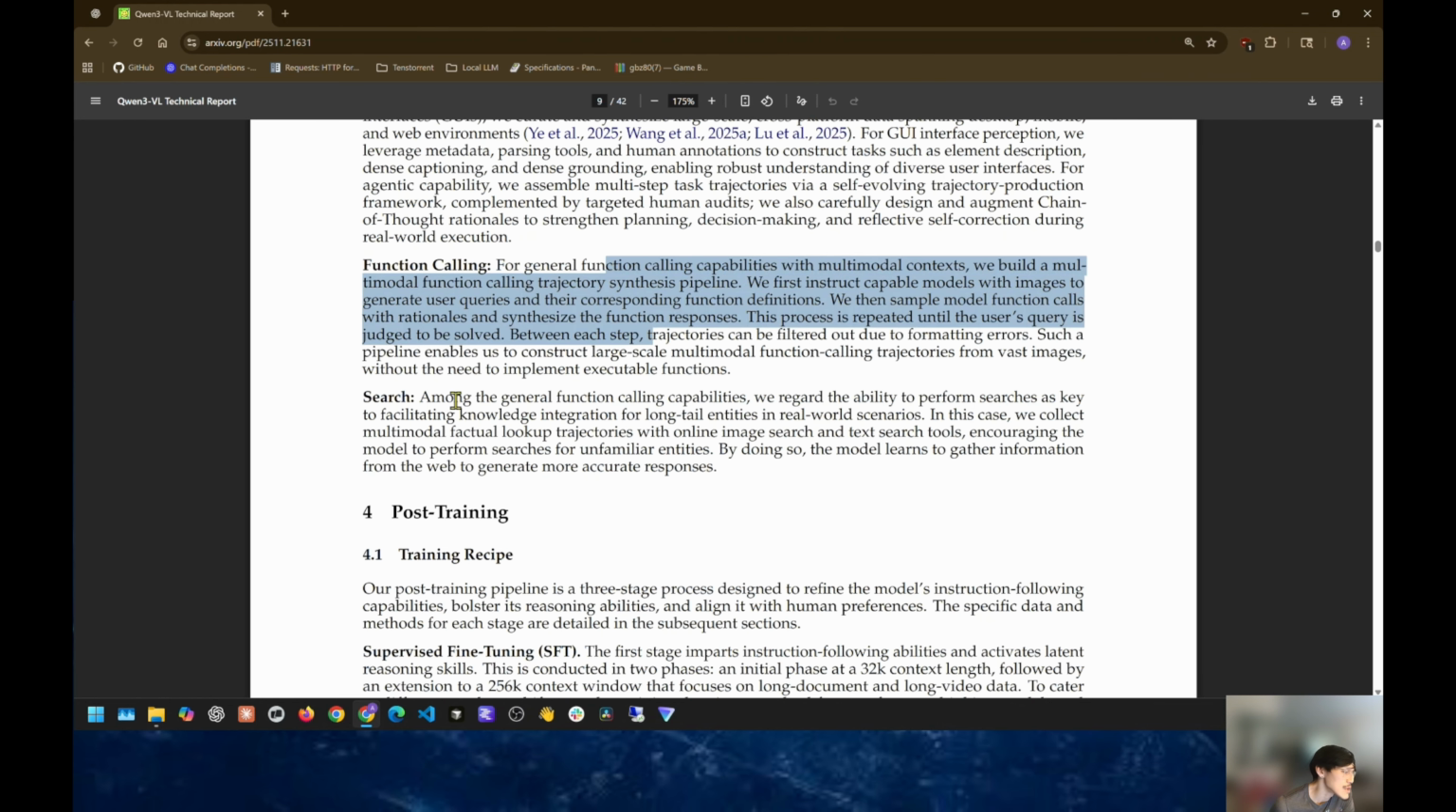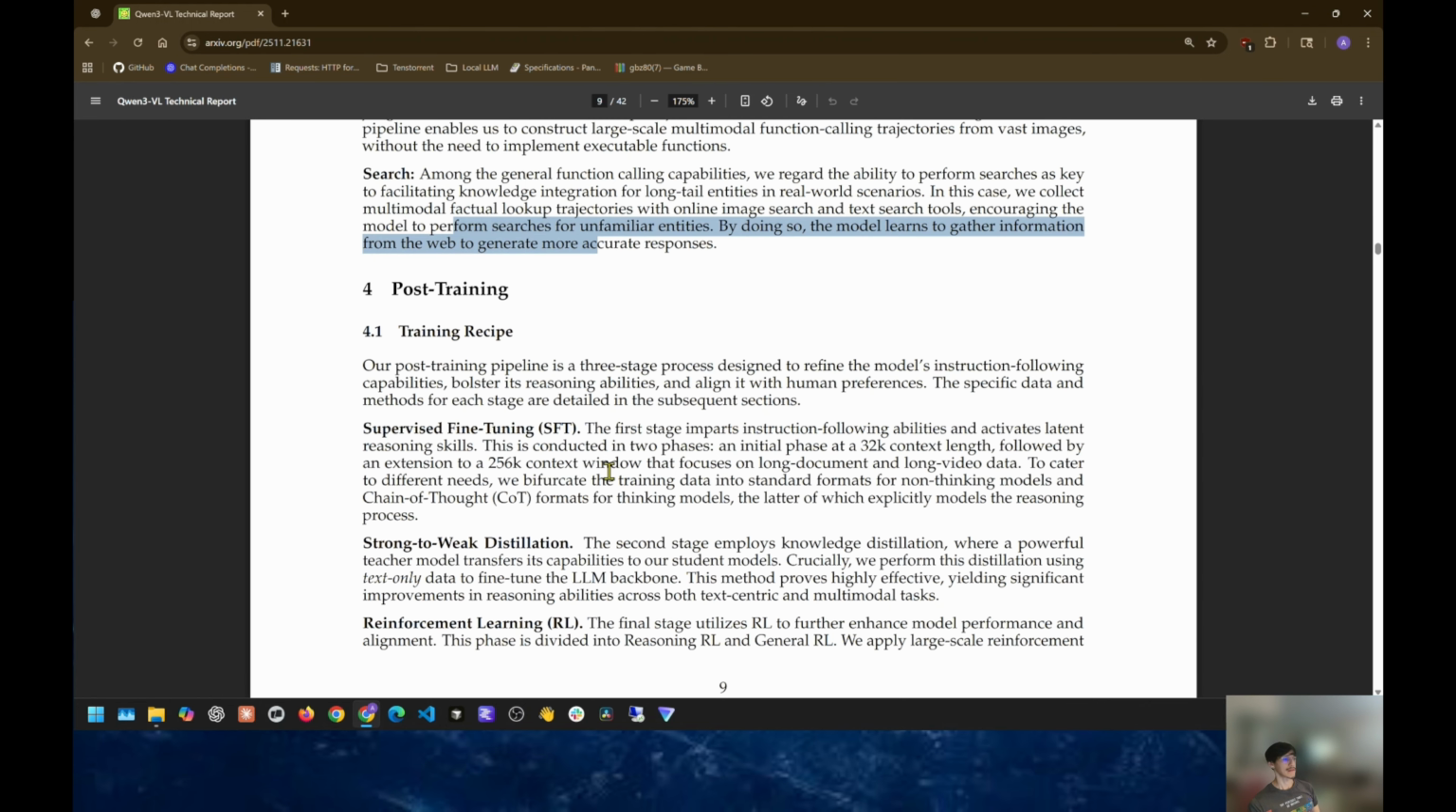Search. Among the general function calling capabilities, we regard the ability to perform searches as a key to facilitating knowledge integration for long-tail entities in real-world scenarios. In this case, we collect multimodal factual lookup trajectories with online image search and text tools, encouraging the model to perform searches for unfamiliar entities. By doing so, the model learns to gather information from the web to generate more accurate responses. Oh, didn't know that.